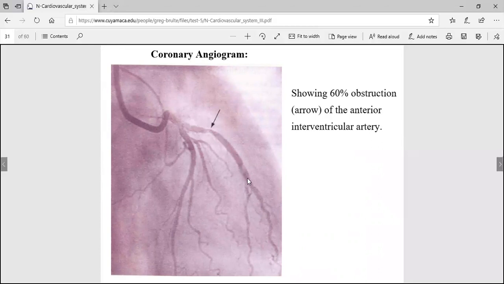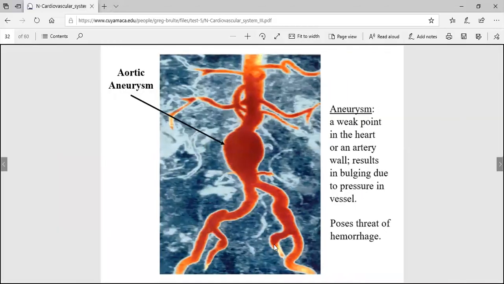You can see how things get smaller and smaller. So if a plaque were to break loose, it would probably stop up somewhere down here, and it could shut off the blood flow for everything downstream. And so that's basically a heart attack, a myocardial infarction. An aneurysm is kind of the opposite problem.